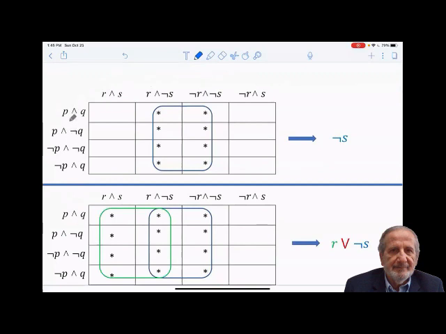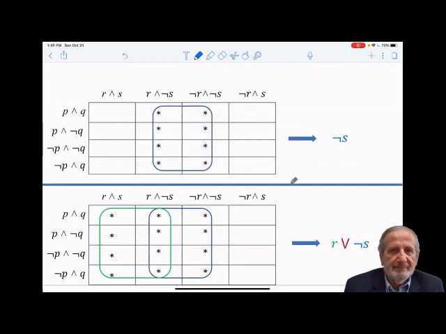Between these two, change in q. Between these two, change in p. Between these two, change in q. Between this first one and the last one, change in p. This is very, very important.